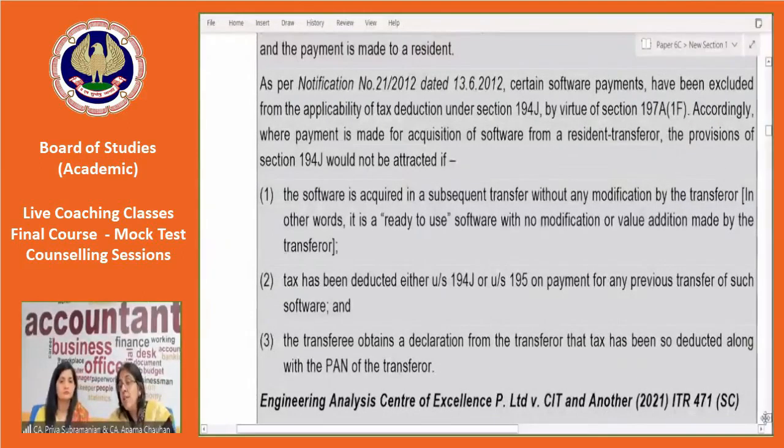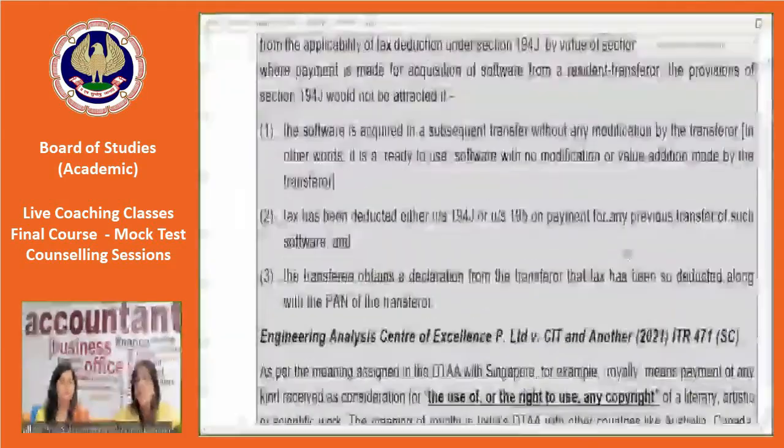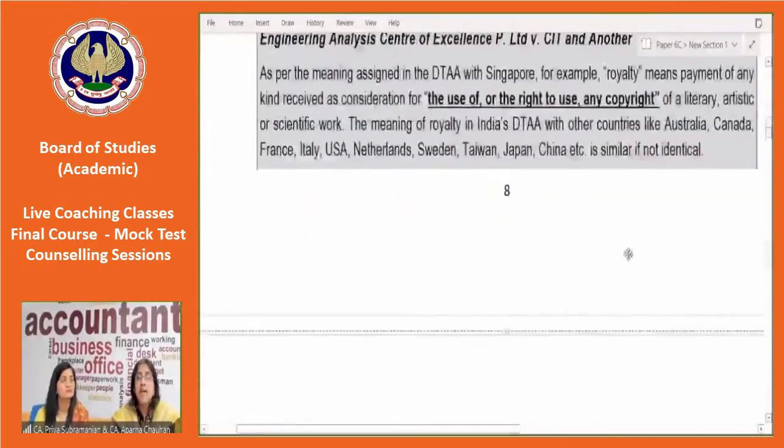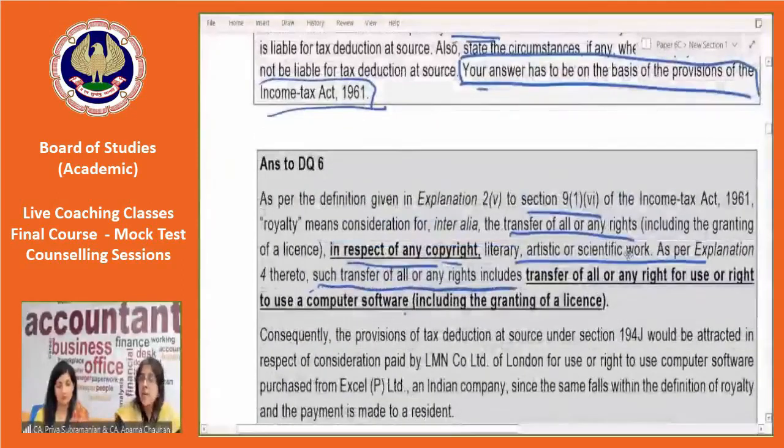Okay. Now, all this I've said, this is your answer, because your answer has to be on the basis of the provisions of the Income Tax Act. There is a Supreme Court case law which is very important, Engineering Analysis Centre of Excellence Private Limited, a very important landmark Supreme Court judgment. Always, you compare the provisions of the Income Tax Act and the DTA, and whichever is more beneficial you will apply. Now, the fact is most of the DTAs don't have the provision which is incorporated in Explanation 4.